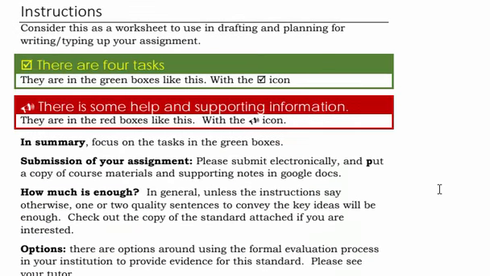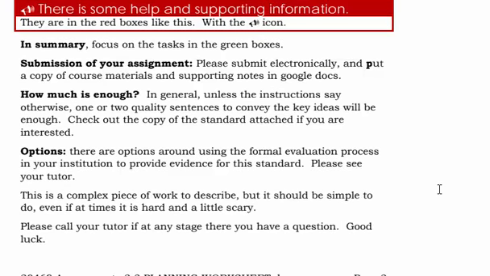Here are your instructions for working through this sheet. Basically, use this paper worksheet as notes to help in drafting and planning. There are actually 4 tasks. They're in green, and any help is in the red boxes. In summary, submit your assignments electronically. Put a copy of any of your supporting notes in Google Docs.